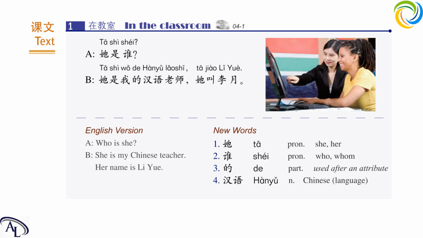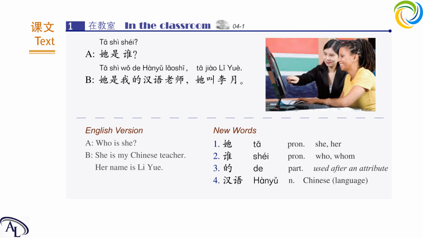And 他叫李月. This structure is what we learned in lesson 3 too. 他叫李月, which means her name is 李月. 叫 means call or to be called. To call or to be called. And this structure, somebody plus 叫 plus a name, means someone's name is something. Okay, 他叫李月.